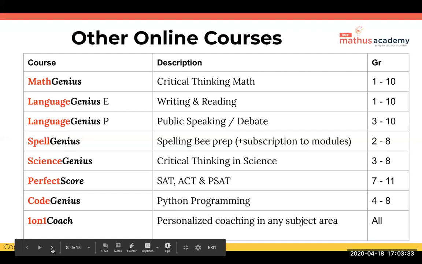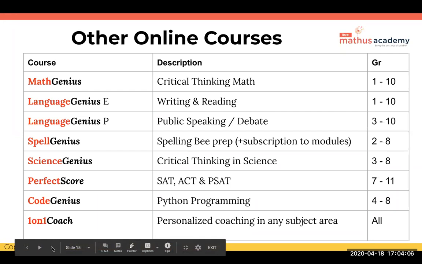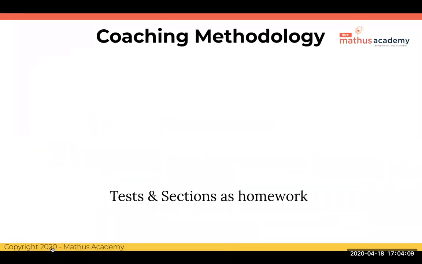But if you can stay for a few more minutes, I'll talk about our specific courses, especially SAT and ACT. This slide talks about our other courses. If you have any younger students, or even a middle schooler or elementary schooler, we also have courses in math, ELA, reading and writing, public speaking, spelling, science, coding, and we have one-on-one courses in any of the subject areas. If you are interested in any of them, you can email us or just fill out the registration link on our website. That just took 1 minute.